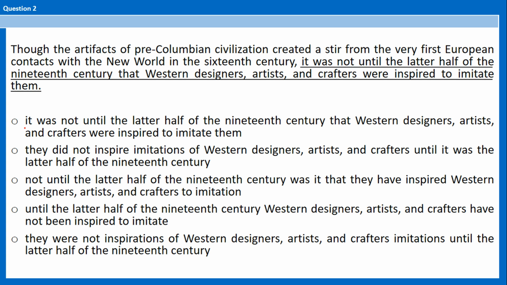Notice the split at the beginning. It, they, okay? Okay, focus on the pronouns. So in the first one, it was not until the later half of the 19th century that Western designers, artists, and crafters were inspired to imitate them. And be careful with them. So remember the concept of the placeholder. You can have an it to replace a that clause, which is basically a that plus a subject plus a verb.